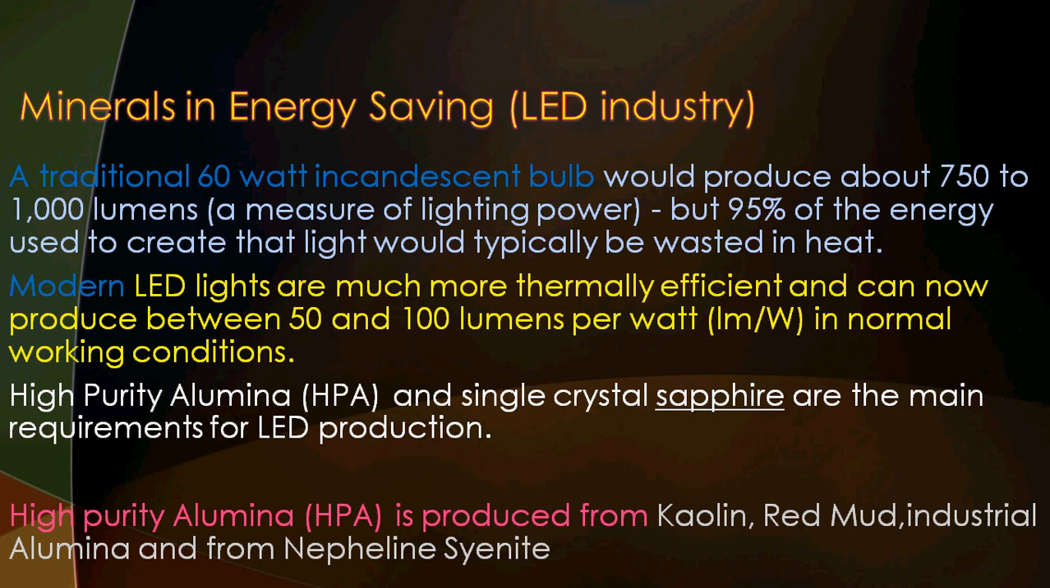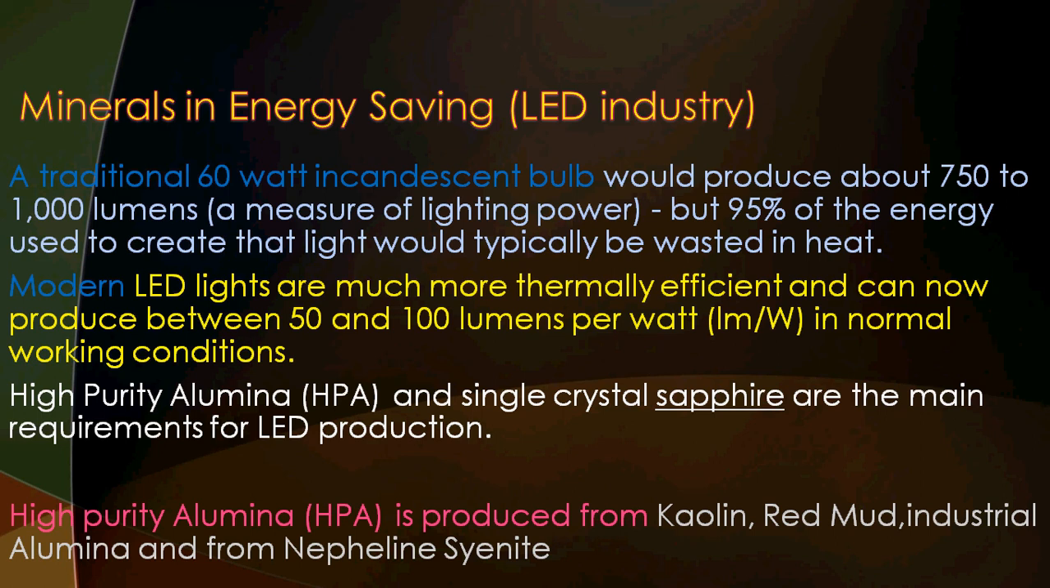High purity alumina, HPA, and single crystal sapphire are the main requirements for LED production. So where do we get high purity alumina? Sapphire is a natural mineral, but sapphire is also produced synthetically. High purity alumina is produced from kaolin. By the way, kaolin is hydrated aluminium silicate. So there is alumina in kaolin.